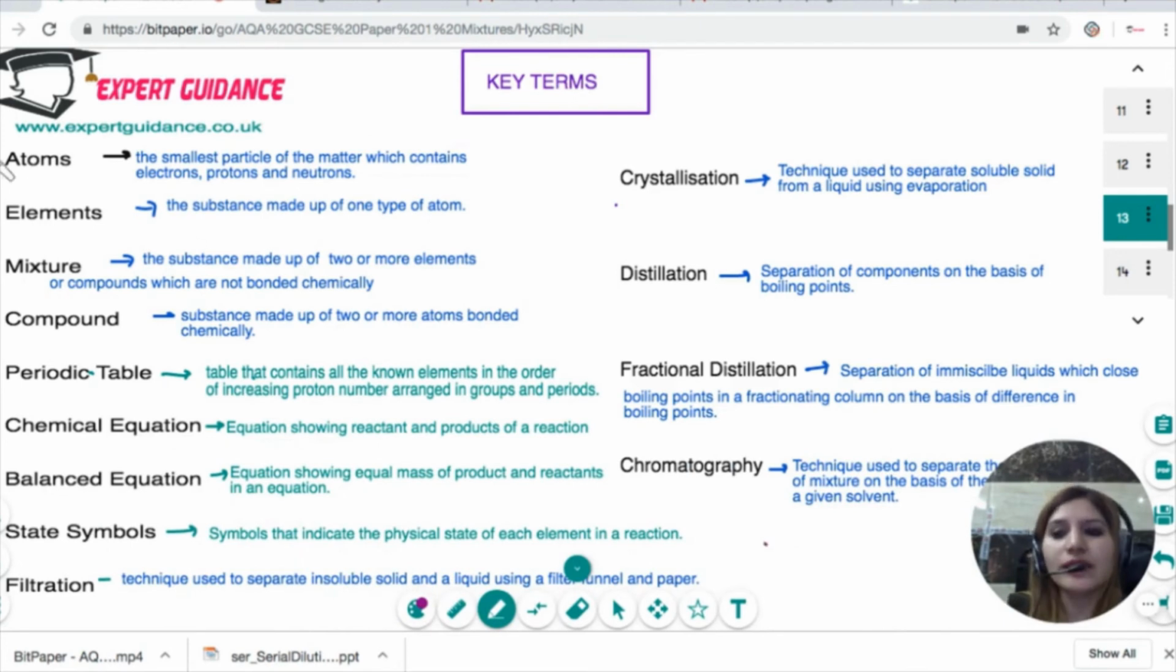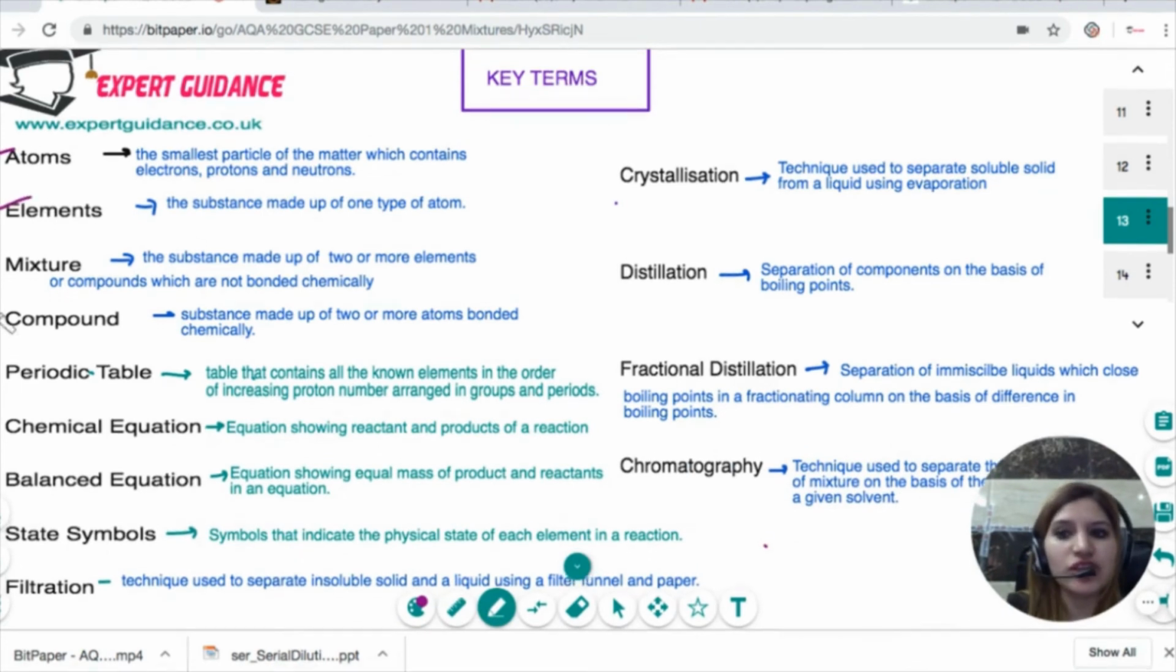We talked about atoms, elements, mixtures, compounds, periodic table, chemical equations, balanced equations, state symbol, filtration, crystallization, distillation, fractional distillation, and chromatography. What are atoms? Atoms are the smallest particles of matter which contain electrons, protons, and neutrons. Elements are substances made up of only one type of atom. Mixtures are substances made up of two or more compounds which are not bonded chemically.